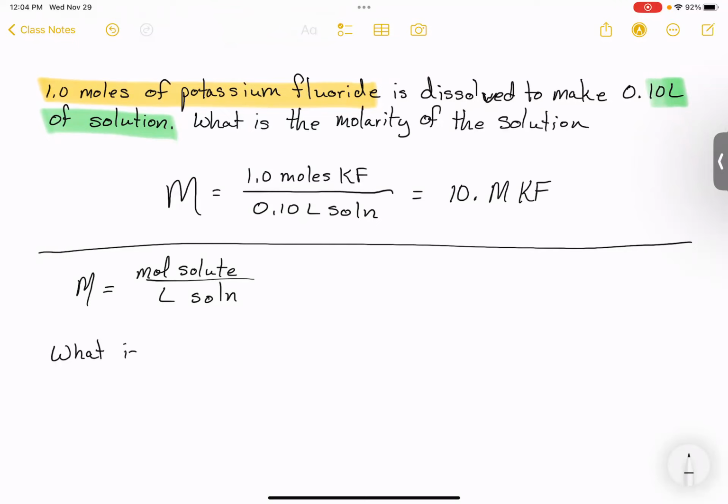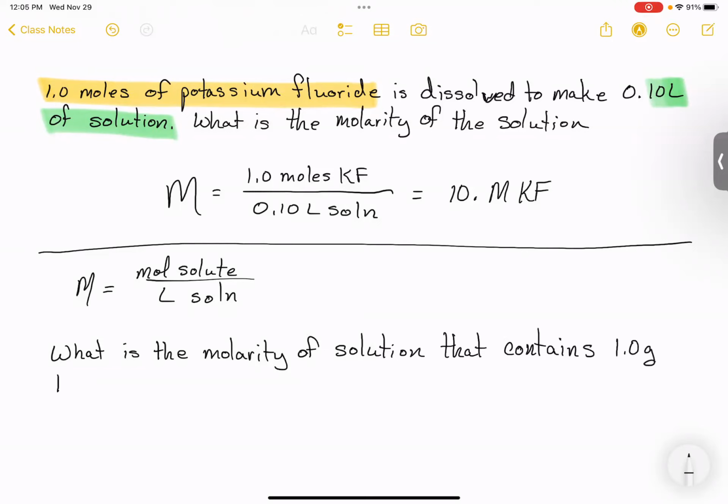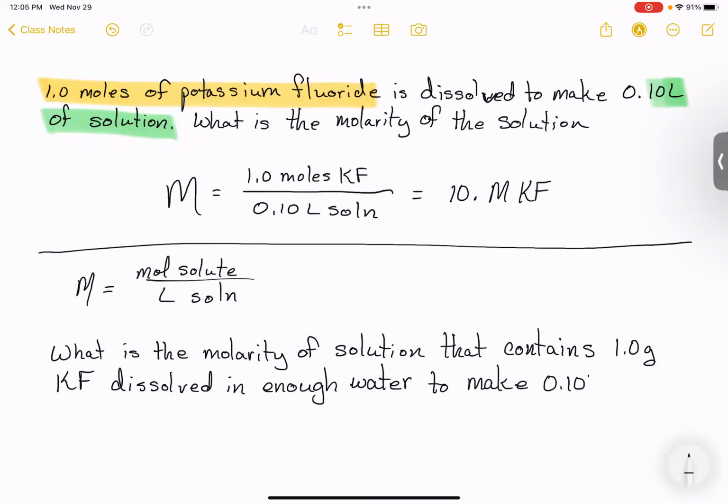What is the molarity of a solution that contains 1.0 grams KF dissolved in enough water to make 0.10 liters of solution?